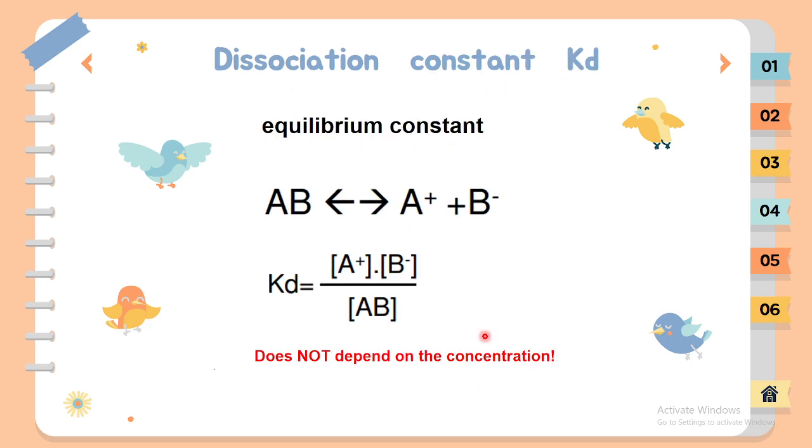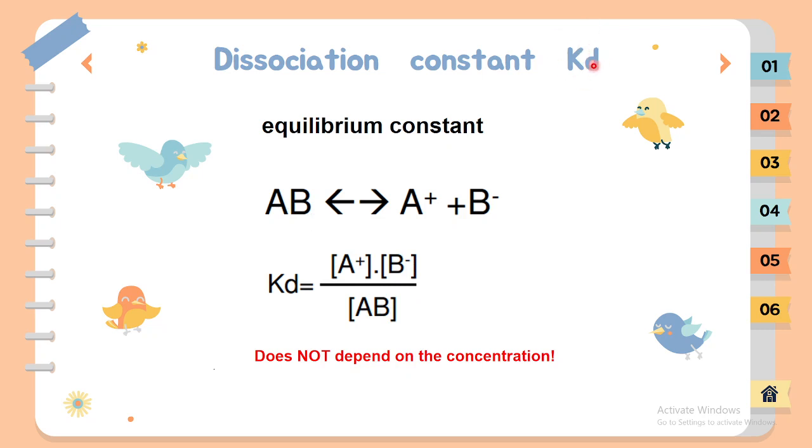On the other hand, we have the dissociation constant, or KD. It's simply an equilibrium constant for dissociation. As you can see, for all equilibrium constants we have this formula: the concentrations of A plus and B minus over AB. And all these concentrations are the concentrations at the equilibrium.